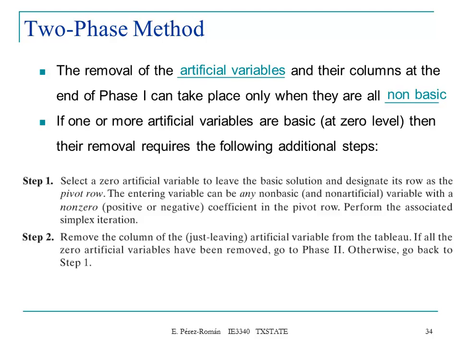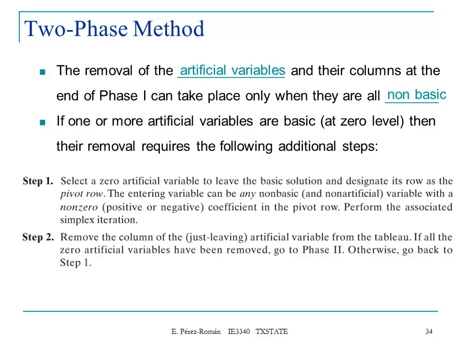So this is the first point here. So if the artificial are non-basic, basically what you're saying is that the artificials are not here on the first column of your optimal tableau for the phase 1. Okay? But if one or more artificial variables are basic, meaning that on your phase 1 optimal solution, you have R1, for instance, then the removal requires the following additional steps.